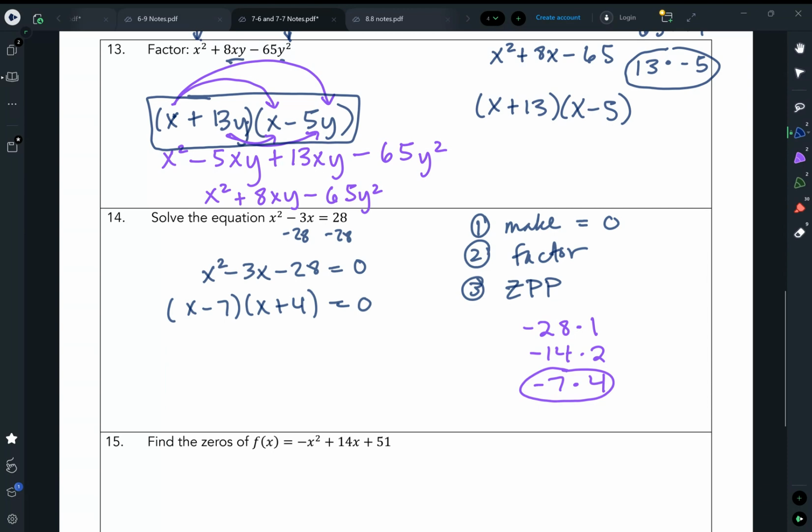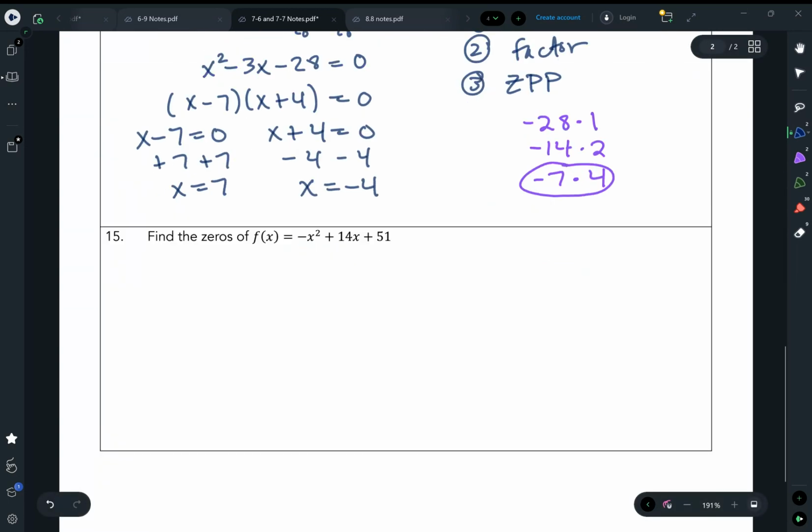Now I'm going to go ahead and use my zero product property. Zero product property says if I multiply two things and they equal 0, each of them must equal 0 separately. X minus 7 equals 0. X plus 4 equals 0. And then we're going to go ahead and solve. So either my x is 7 or my x is negative 4 or both. It would be weird for x to equal two different things, but in the case of x-intercepts it makes sense. And so we've solved.